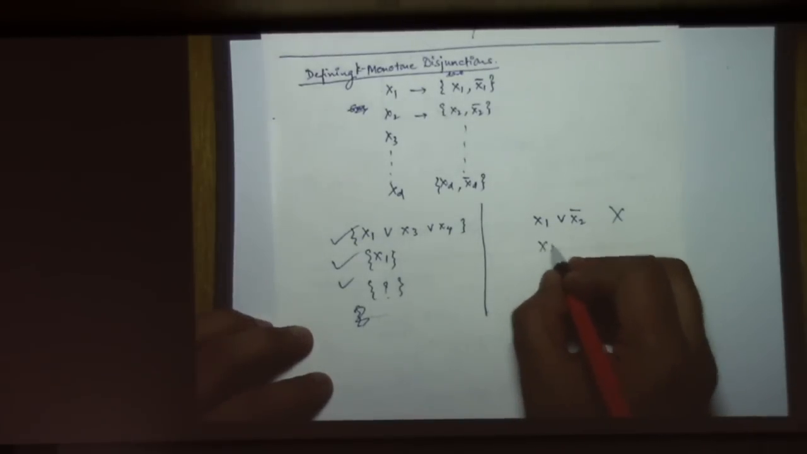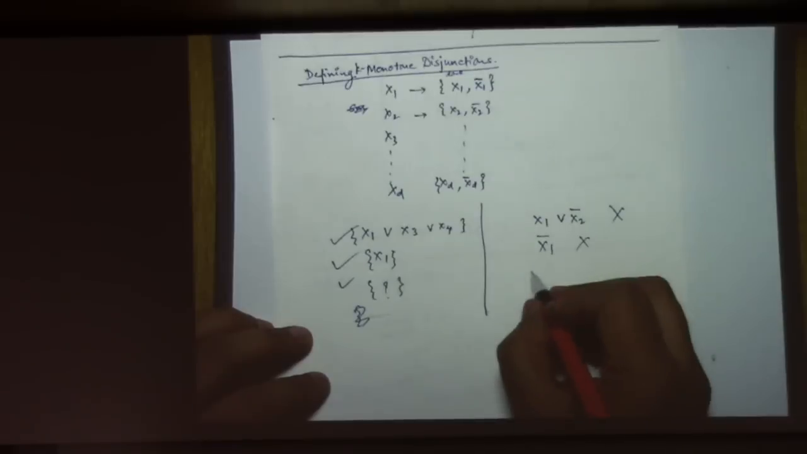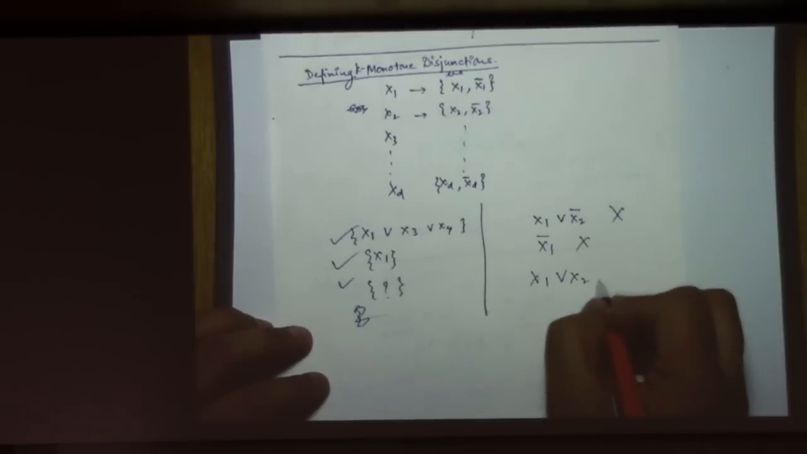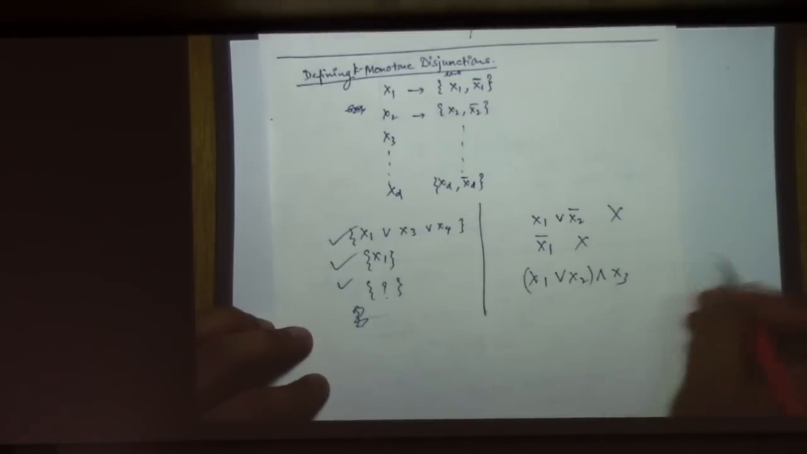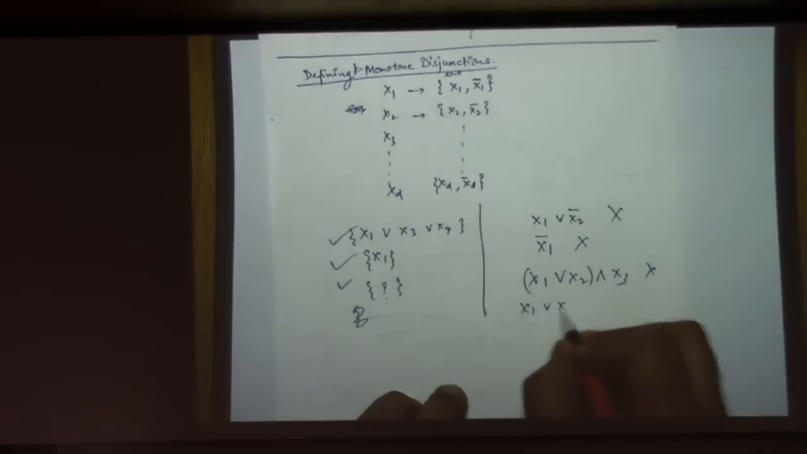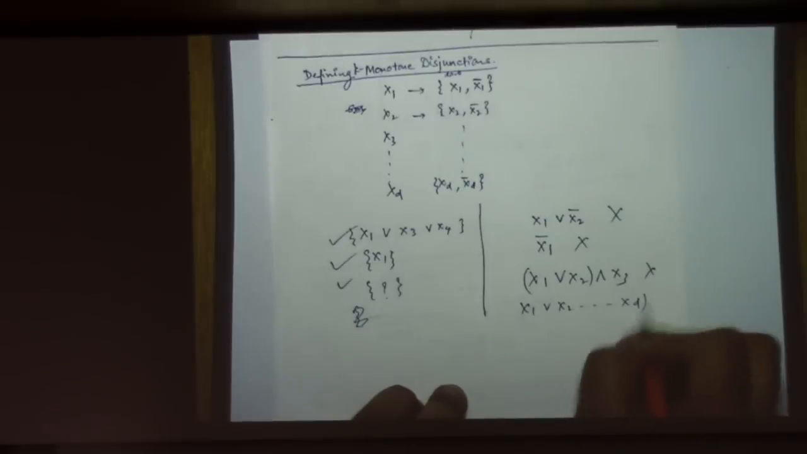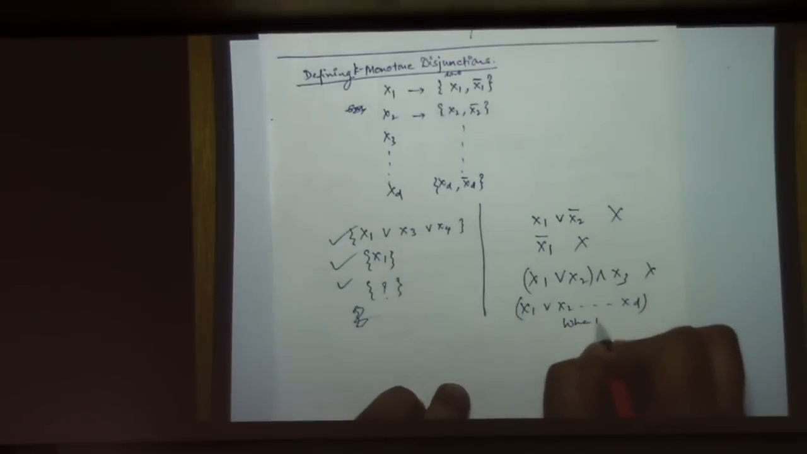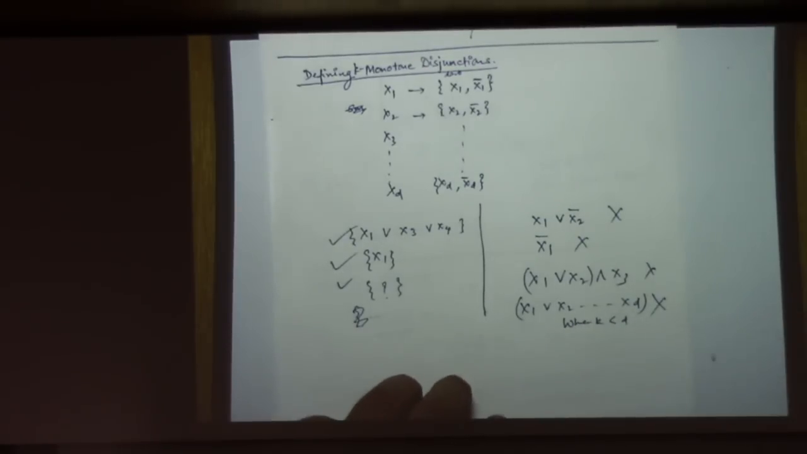What else is not allowed? x1 bar is not allowed. x1 or x2 and x3 is not allowed. So it has to be disjunctions, it has to be monotone, and it can only be k of these. It cannot be x1 or x2 all the way to xd, where k is less than d. This is also not allowed. But any smaller thing is allowed.